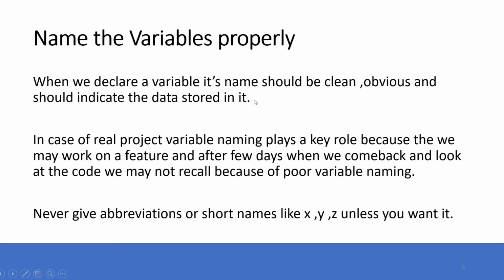So when we declare a variable, its name should be clean, obvious, and should indicate the data stored in it. The naming should be like that. By seeing the name itself, you need to know what value it stores. In case of a real project, variable name plays a key role.